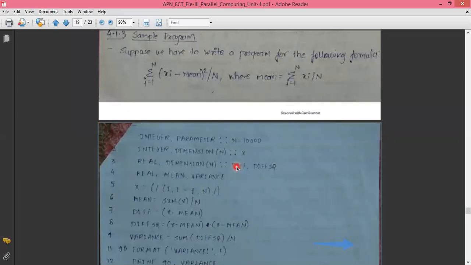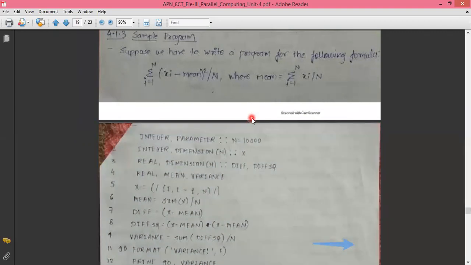So you should be smart in this case, because the favorite question of the university exam is: write a short note on the Fortran 90 parallel programming language. This question is asked for about 6 to 7 marks every single time in every question paper, whether it is a summer or a winter exam.